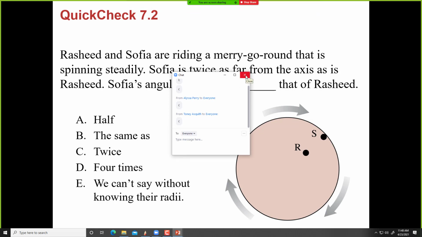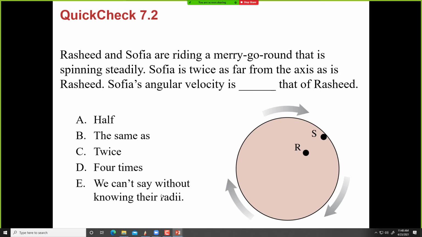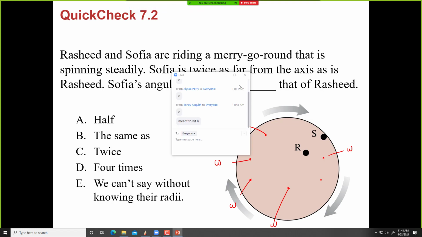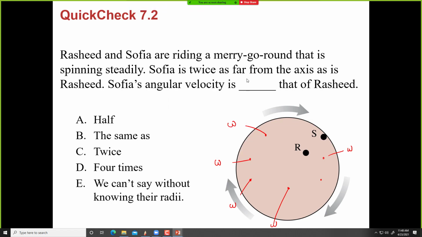I just mentioned that for each and every particle on this object, they are moving at the same rate. They are moving at the same rate because they do not displace from their position. So omega for each and every particle would be the same. So that means R and S will have the same omega. That's right. So B is the right answer.